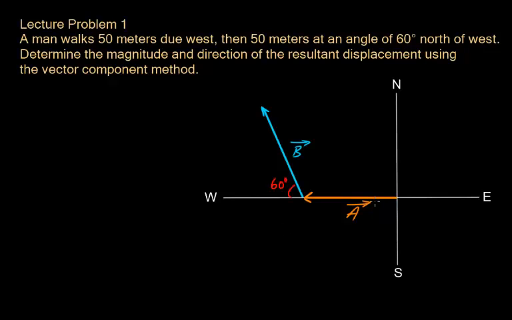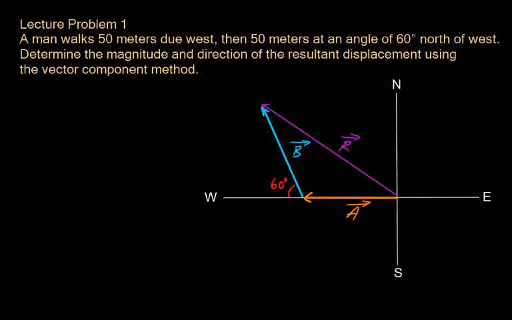The resultant vector, and that's the vector that we're trying to solve for, is the one represented by the sum of vector A and vector B. Since vector A and vector B are mounted tip to tail, the resultant vector is the one that starts at the tail of vector A and ends at the tip of vector B.